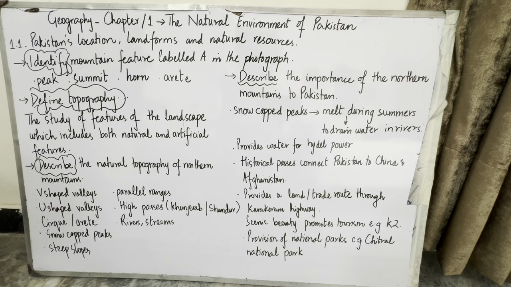Here we have given an example of K2. Then it's also a source of provision of national parks, for example Chitral National Park. So you have seen we have not added any development factor over here because the command word was only describe. So we have only depicted the important features of northern mountains.